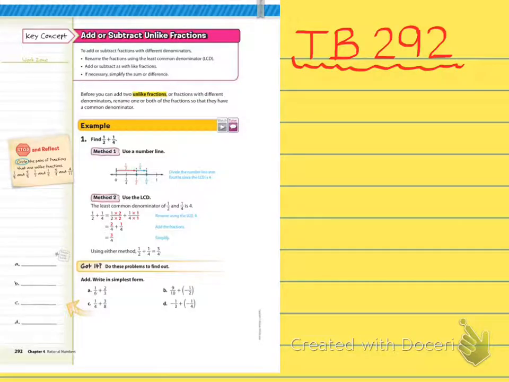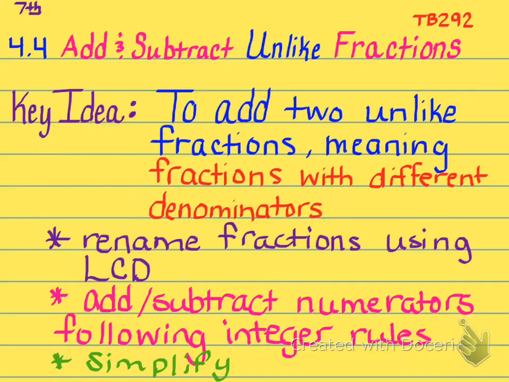So in the first page here, you see textbook page 292. I went ahead and just put all the notes out there up front for you. So in section 4.4, you want to head your paper like this. The only thing that's missing from this is your name, date, and class period. And then you want key idea.